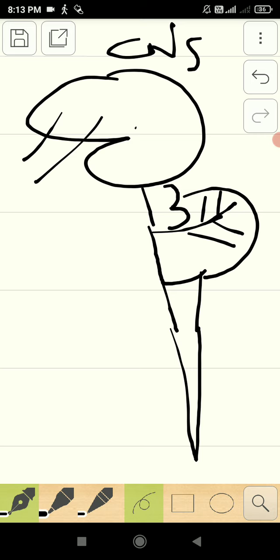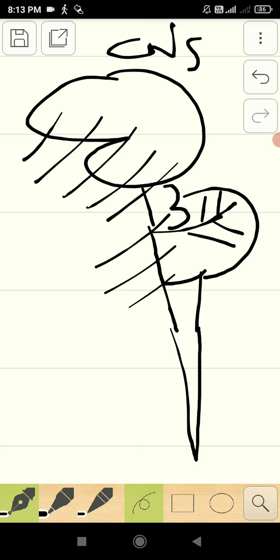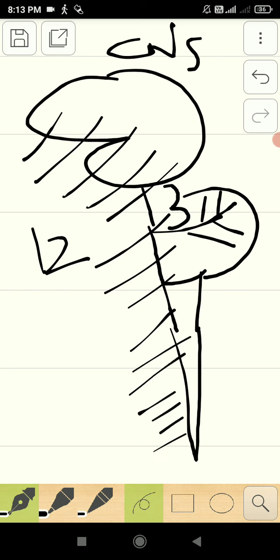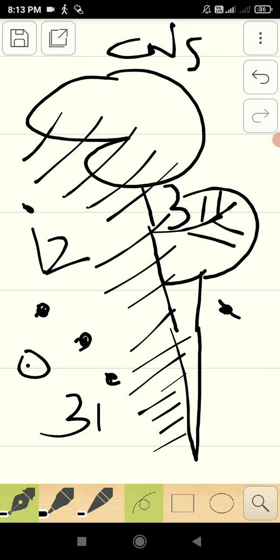The 12 pairs of cranial nerves, the 31 pairs of spinal nerves, and the sympathetic and parasympathetic ganglions, and the sensory ganglion along the spinal nerves. This collection of neurons outside the CNS and these nerve fibers together are called the peripheral nervous system.